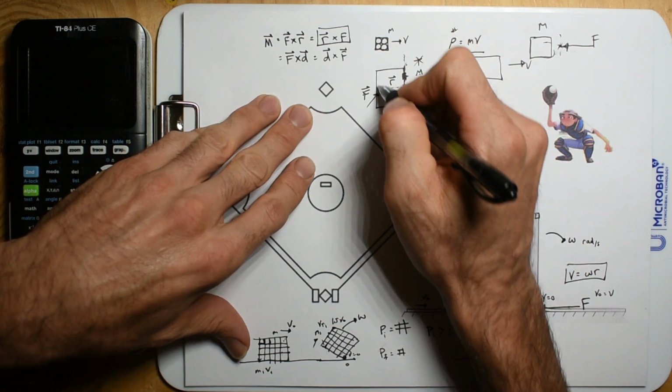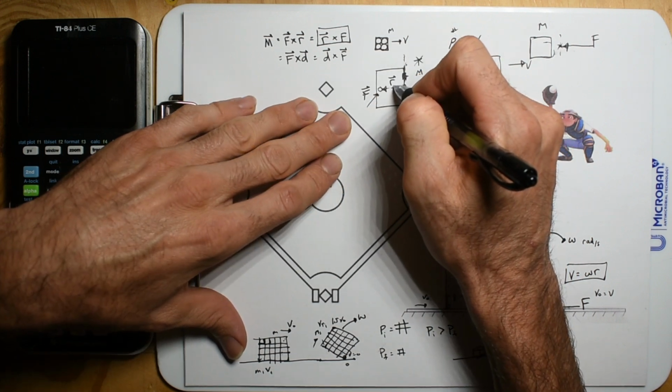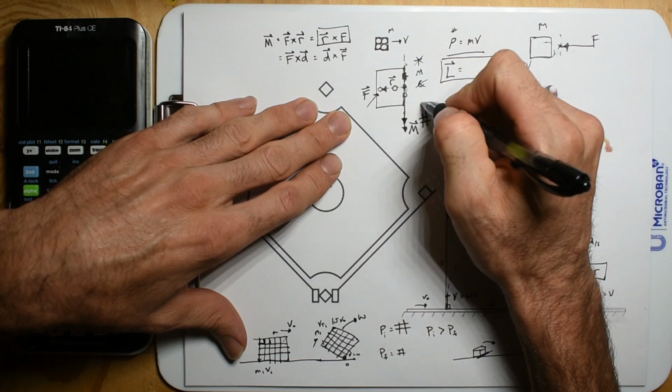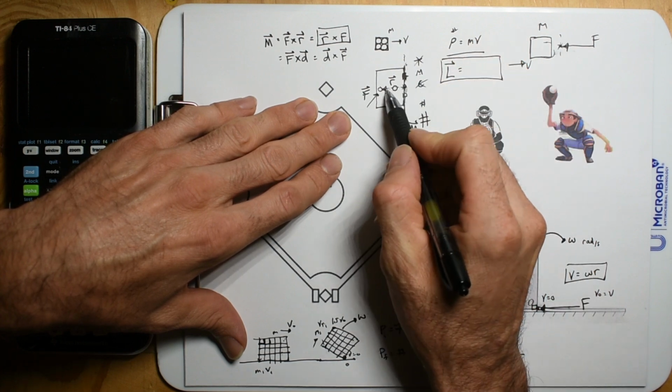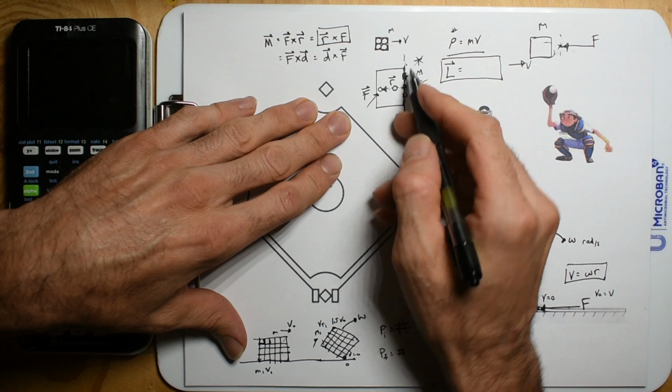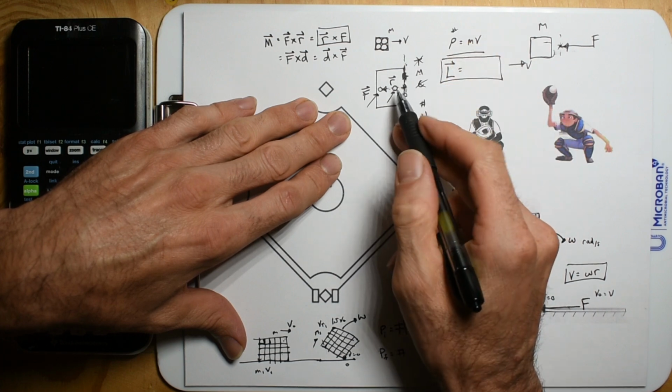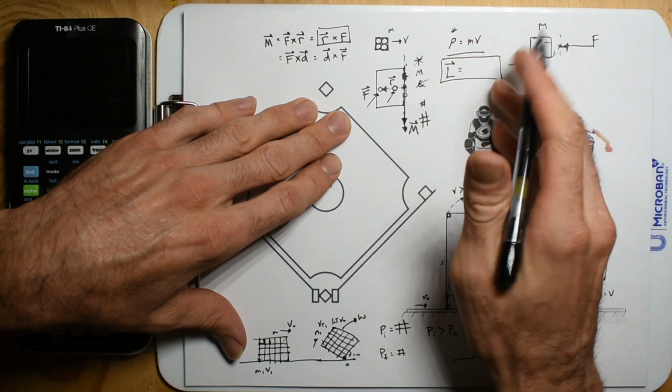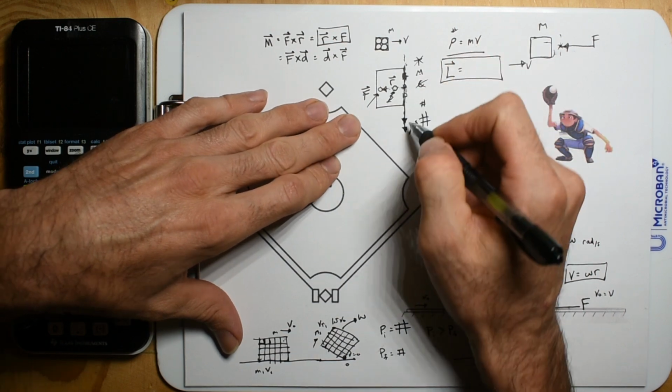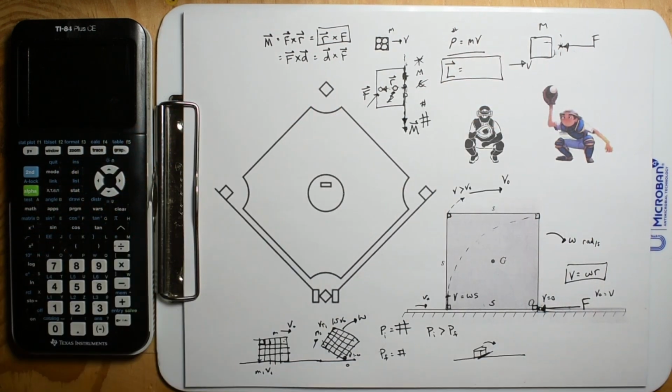You know what I mean? If you put the doorknob here, this moment would be half. If it's half as close to the hinges, the same force applies half the torque or half the moment. All right.